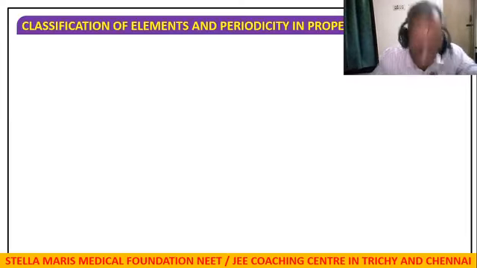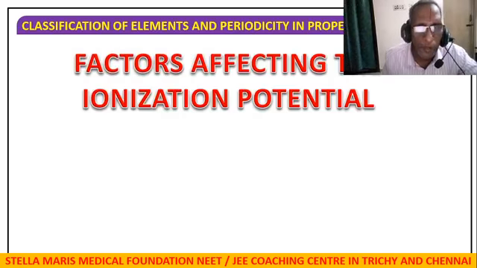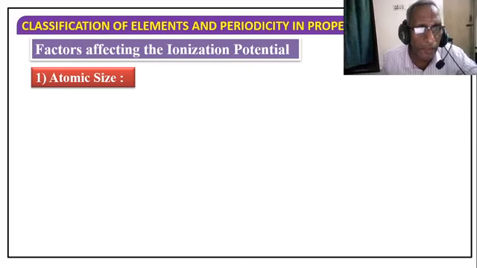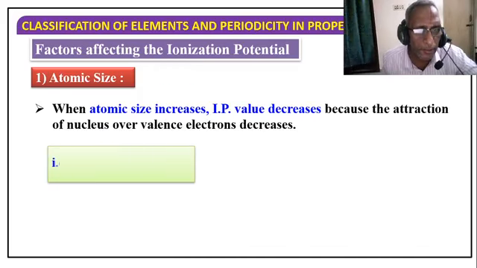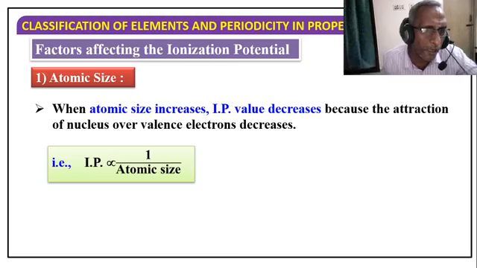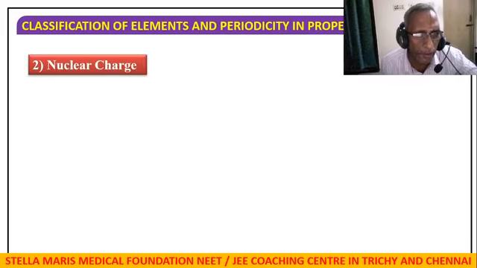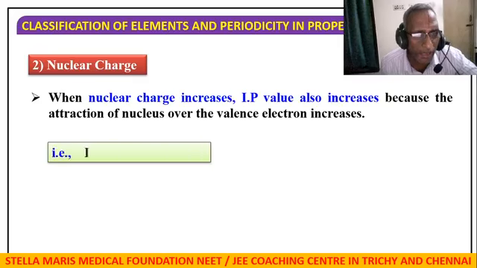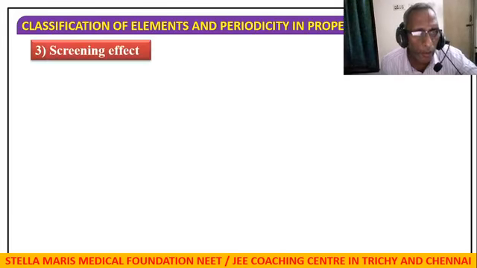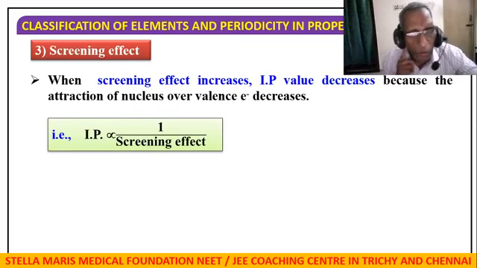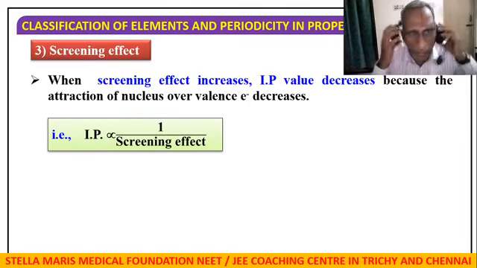Right. Next is the factors influencing. Let me recall, in the last class we discussed these factors influencing ionization potential. Atomic size is inversely related to ionization potential, we have seen. Nuclear charge is directly related to ionization potential, we have seen. Third one, screening effect is inversely related to ionization potential.